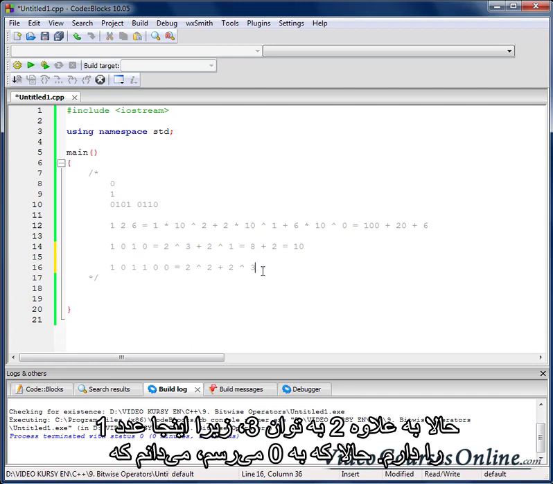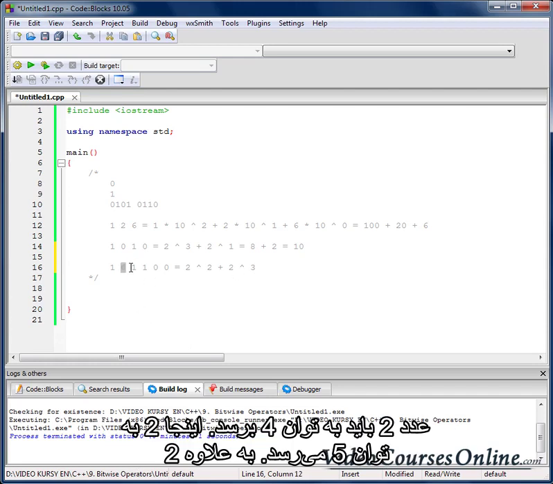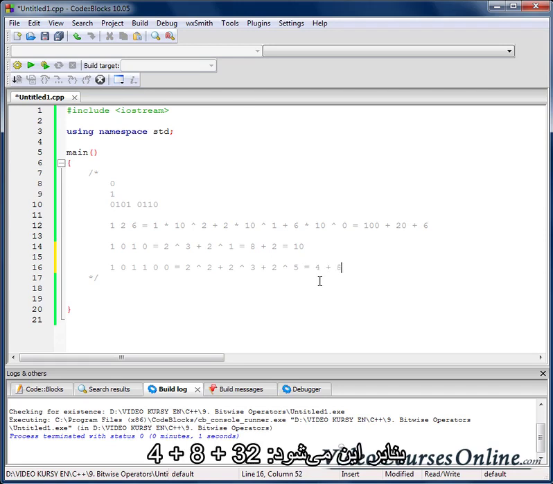Now I have 0, so I know that here will be 2 raised to the power of 4. Here is 2 raised to the power of 5, plus 2 raised to the power of 5. So it's what? 4 plus 8 plus 32. So it is 44.